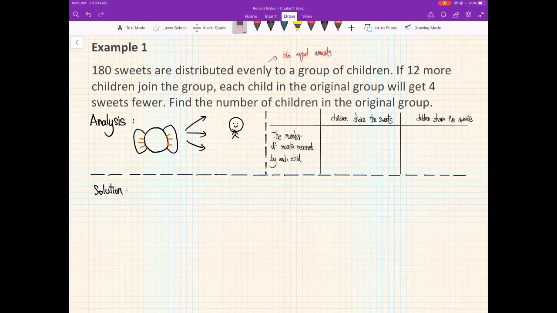Let's have a look at this question. 180 sweets are distributed evenly to a group of children. If 12 more children join the group, each child in the original group will get 4 sweets fewer. Find the number of children in the original group.